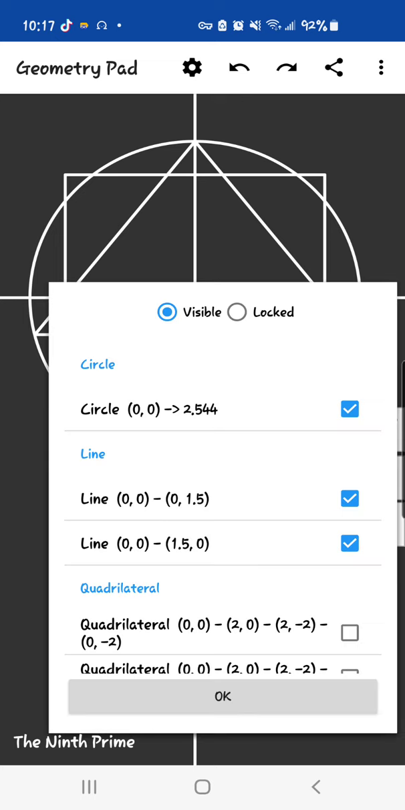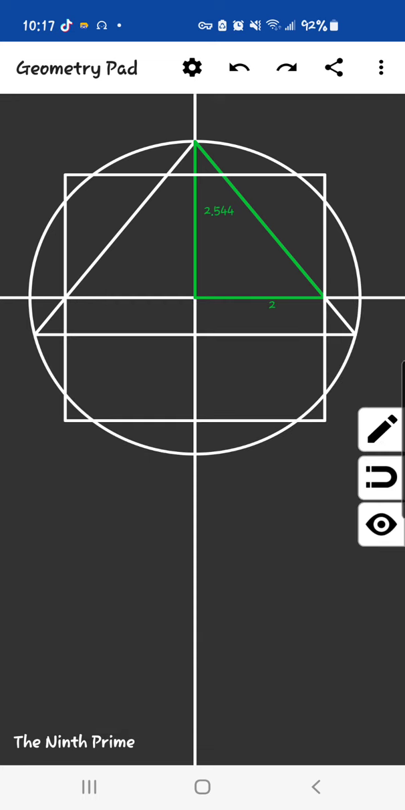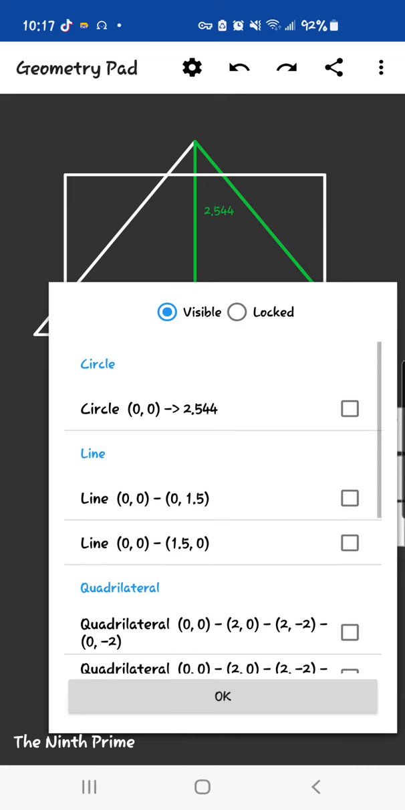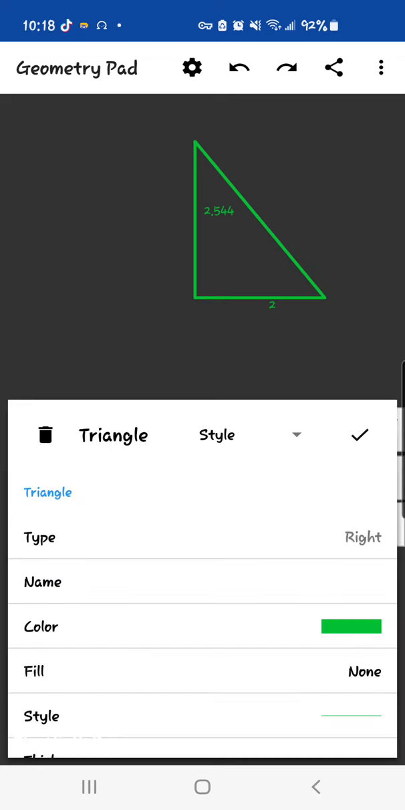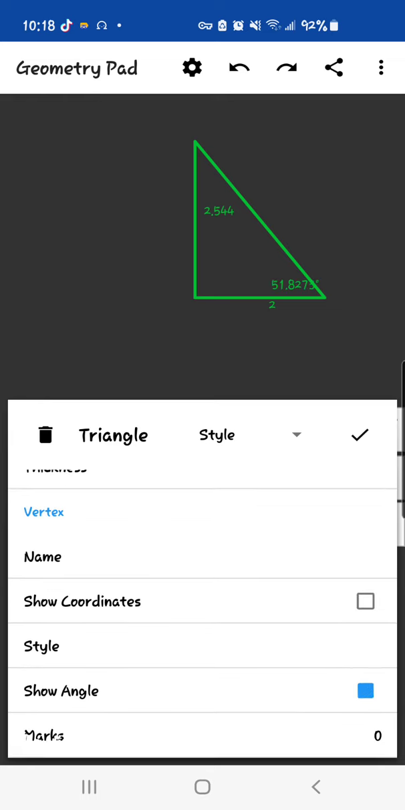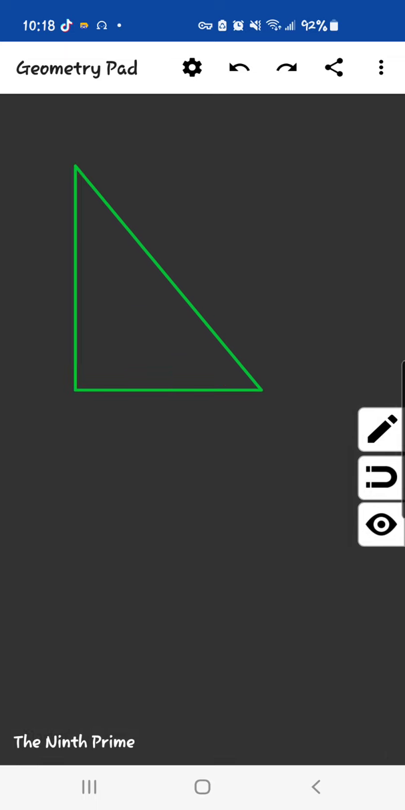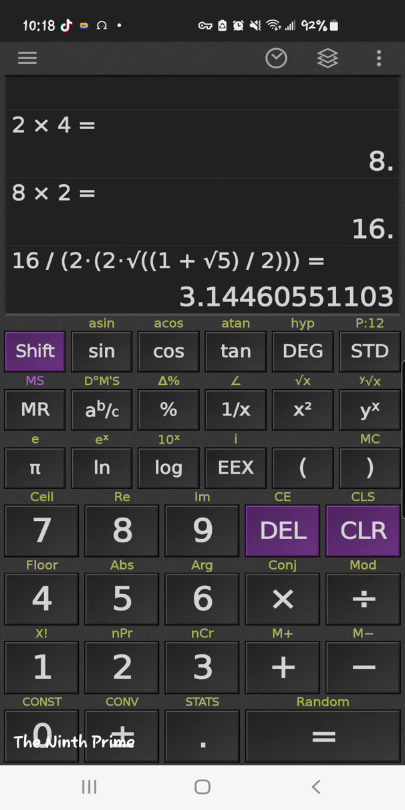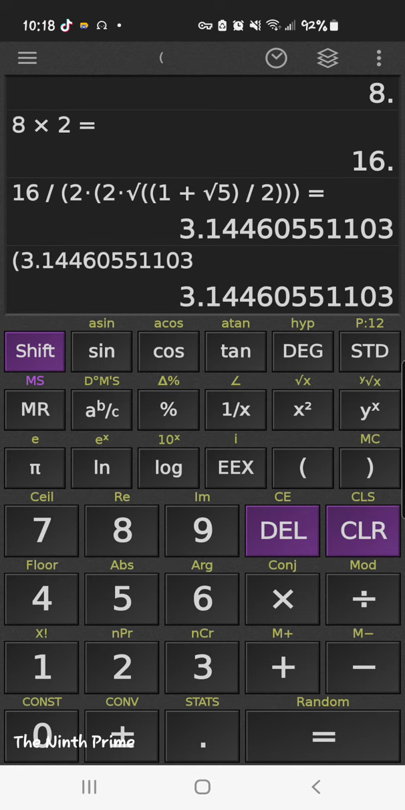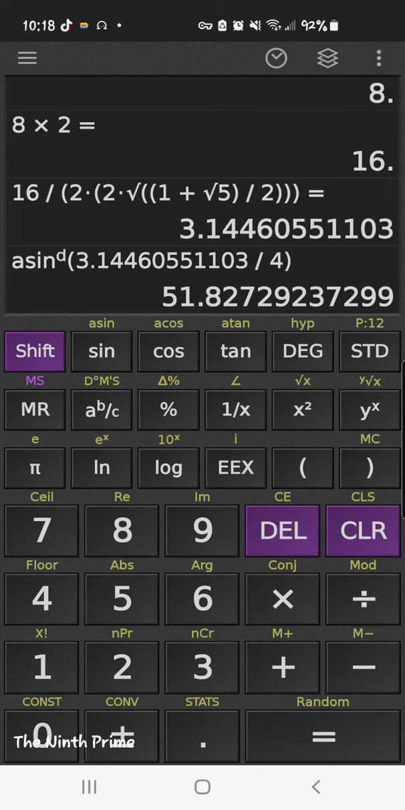For example, if I take that green triangle that we produced out of that perfect symbol, the degree for the angle of that triangle is exactly 51.8273. That's one weird thing, I don't know if that's the exact number or if it's wrong, but if you take pi divided by 4 and then do the inverse sin in degrees, it gives you that exact degree: 51.82729237299.